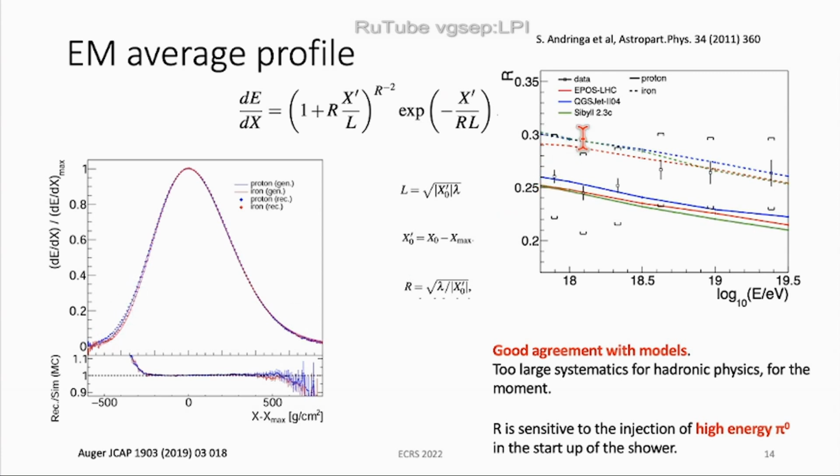The difference between proton and iron, these two primaries, is such that we see there is not enough precision yet to distinguish between them. But in principle this could be possible with better instrumentation in the future. For the rest of the shower, the shape is very, very universal.